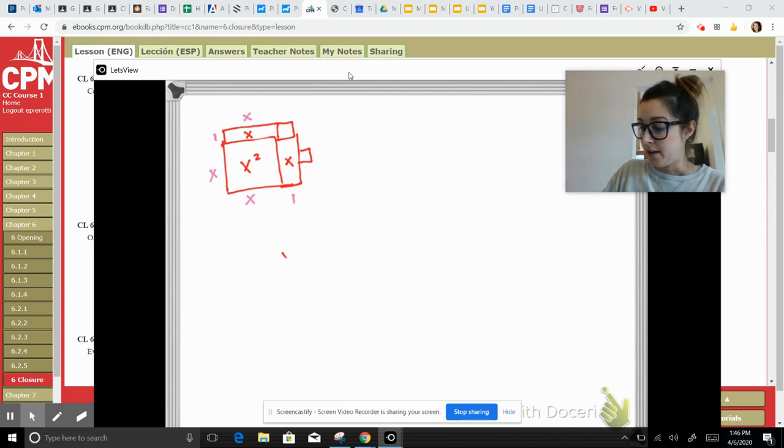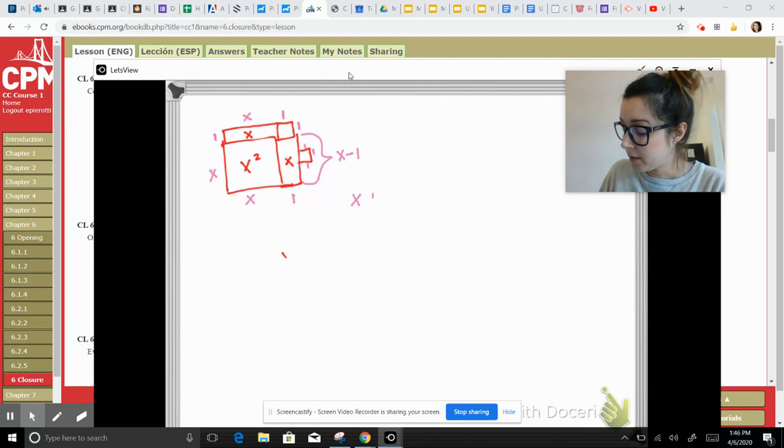And then 1 here, 1 here, 1, 1, 1. And then this side length we still have to count, but this is x minus 1 because that unit tile is overlapping. Okay, so if we find the perimeter, we're going to add all those together. So we're going to have x plus 1 plus x plus x plus 1 plus 1 plus 1 plus 1 plus x minus 1.